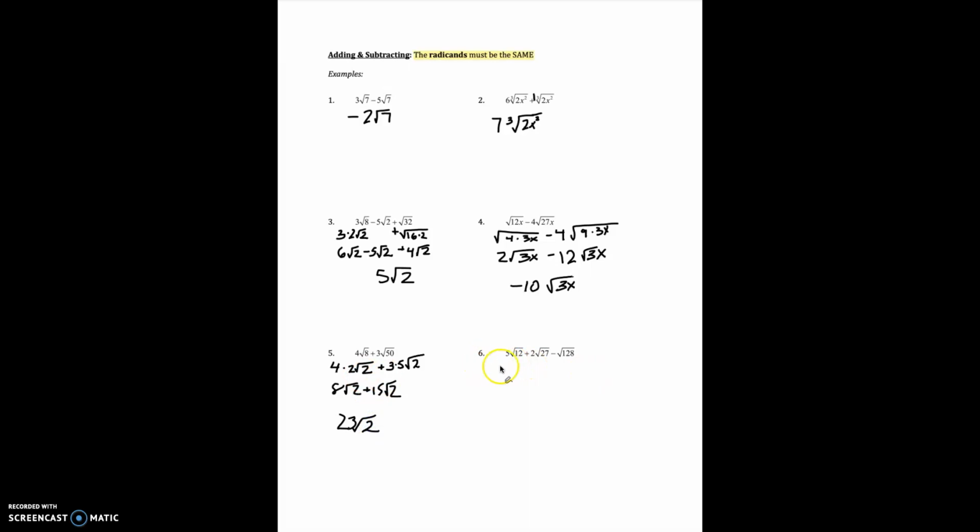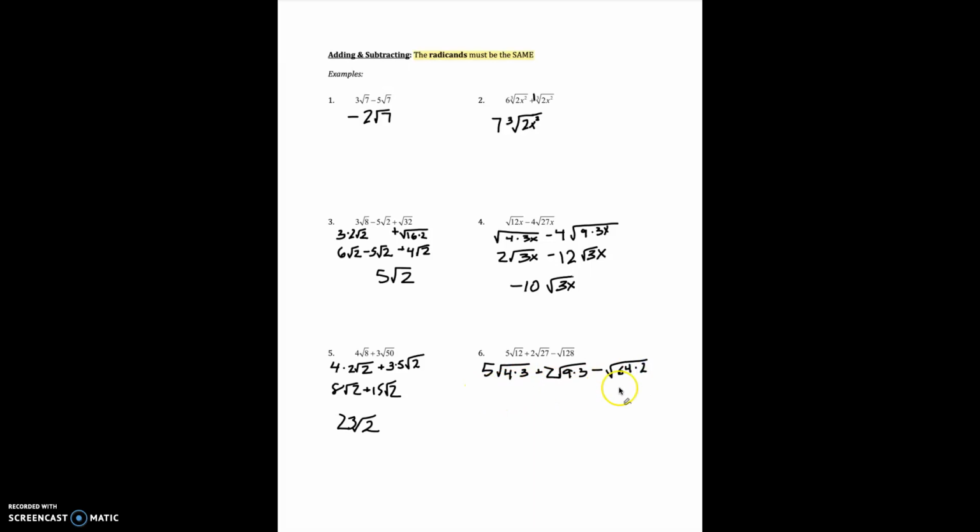And the last one there, we have 5 root 12. So that's going to be 5. We have a 4 and a 3. Plus 2 root 27. That's going to be 9 and 3. And then minus root 128, which is 64 times 2.